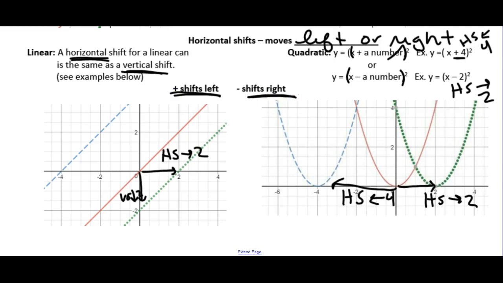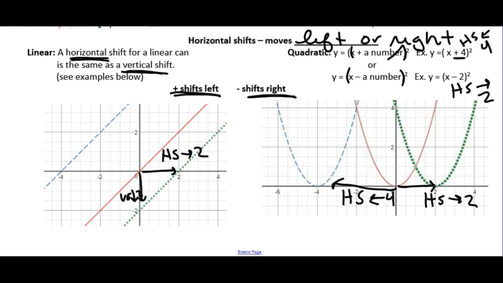That's why when we look at the linear, we don't really consider it a horizontal shift, because the linear is not in parentheses, so we would just consider it a vertical shift. So those are our translations, two of them, vertical and then horizontal, but the horizontal mainly pertains to the quadratic.